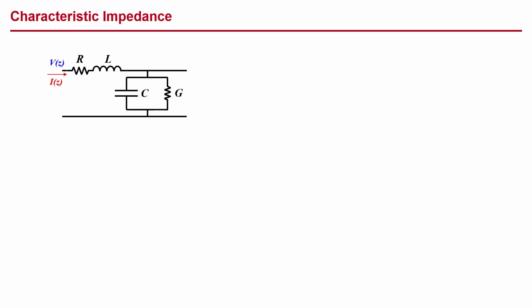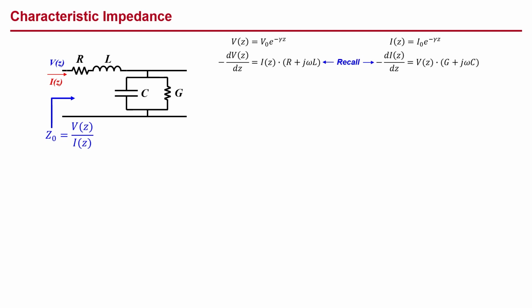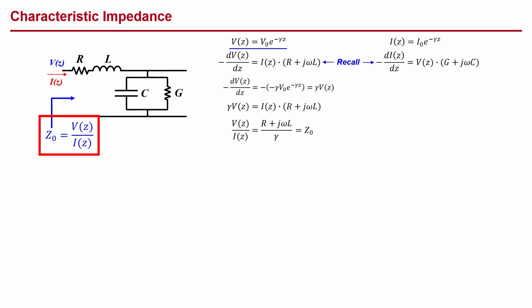The characteristic impedance of a transmission line is defined as the ratio of the potential to the current looking at some point on the line, and it is generally designated as Z0. We'll start with the general expressions for potential and current, then we'll recall our workhorse equations for their derivatives from earlier in this session. We take the negative of the derivative for our expression for V of Z to get gamma times V of Z, substitute it into the left side of our first equation, rearrange terms to get that the ratio of potential to current equals our series impedance terms, R plus j omega L, divided by gamma. And the ratio of potential to current is the definition of the characteristic impedance, Z0.